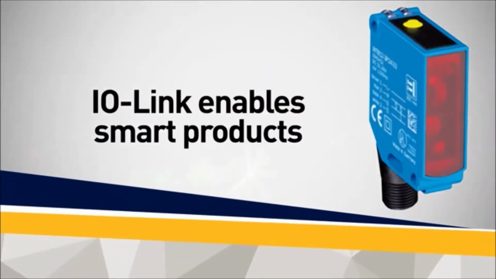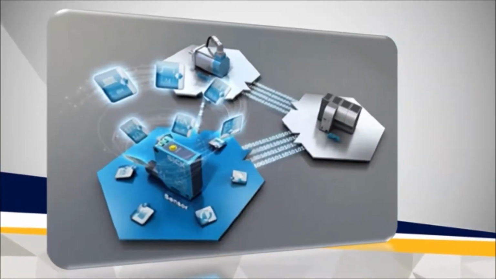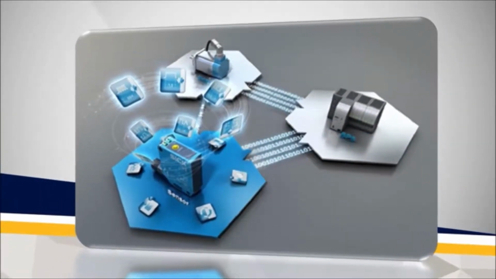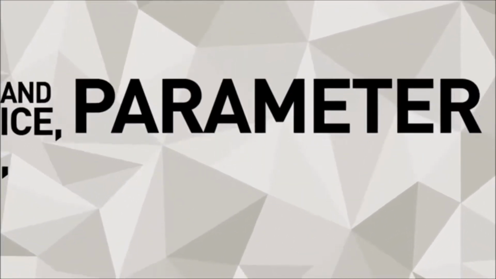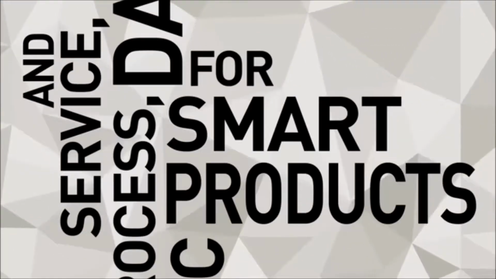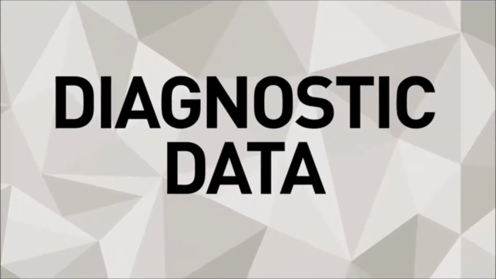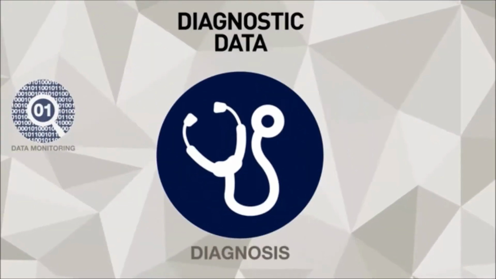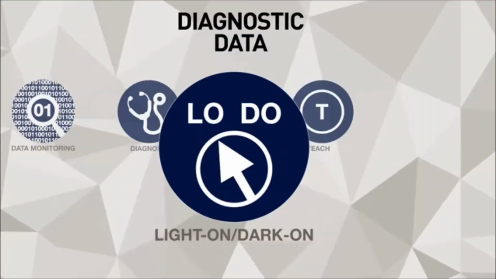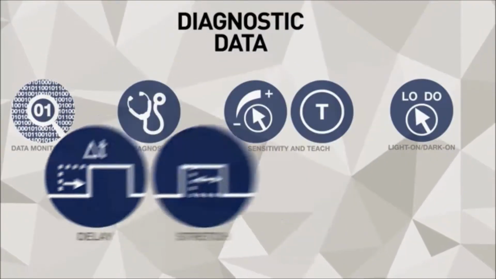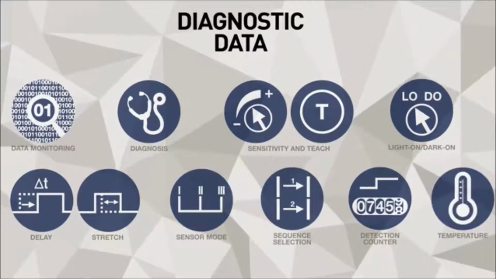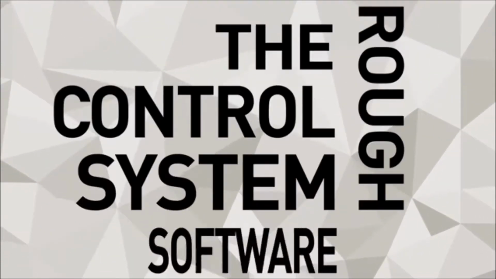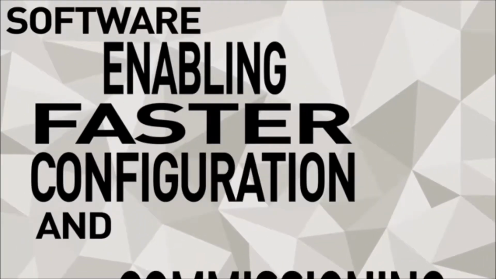I/O Link enables smart products. In this example, I/O Link provides diagnostics data capability for a photoelectric sensor. I/O Link provides diagnostic, process, service, and parameter data capabilities for smart products. In this example, I/O Link diagnostic data provides data monitoring, diagnosis, sensitivity and teach, light on, dark on selection, switching the timer, sensor mode, sequence selection, detection counter, and temperature. With I/O Link, you can read and change device parameters through the control system software, enabling faster configuration and commissioning.